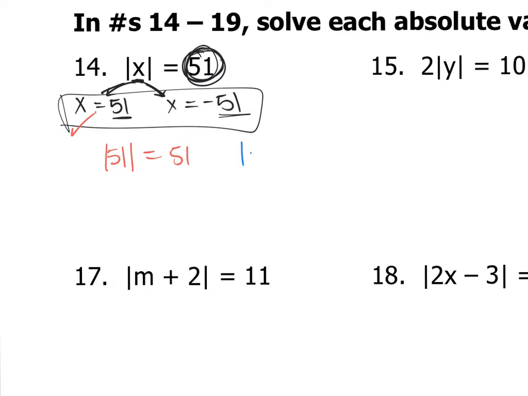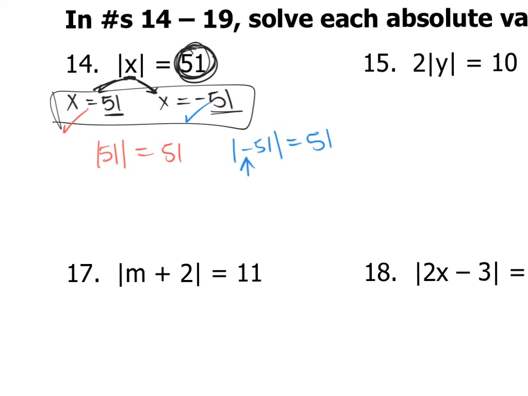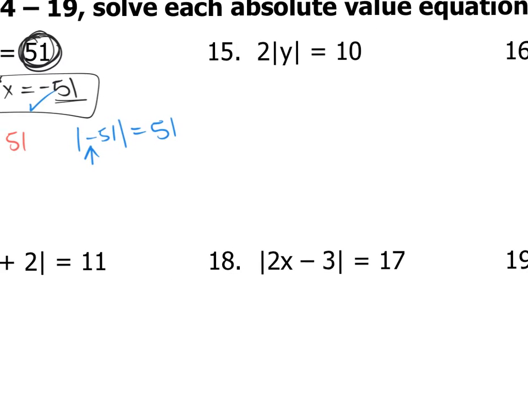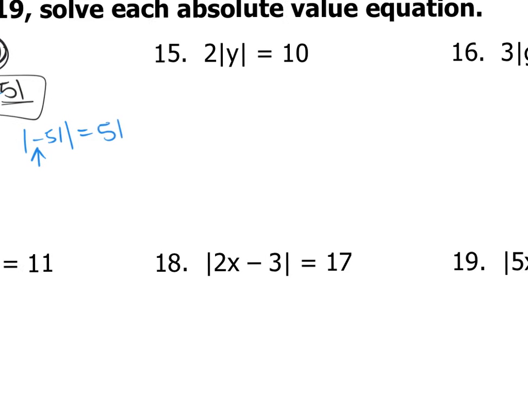And what is the absolute value of negative 51? It is positive 51, because that's what absolute values do. They measure a distance, so the answer is always positive. So in other words, this one checks out. So my answer is either plus or minus 51 for number 14.